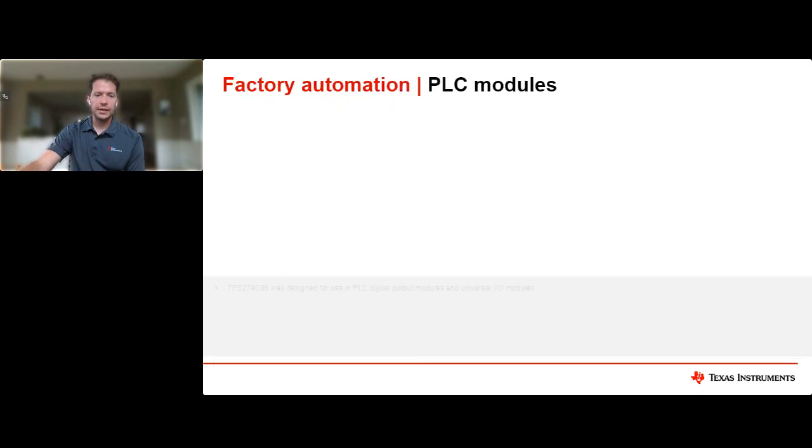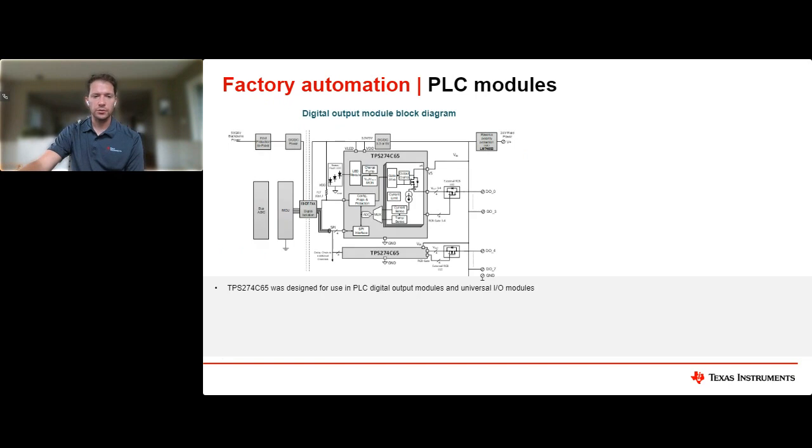Focusing in on factory automation and PLC modules, this is one of the main applications this device was designed for. It has a lot of different hooks and features to make it the most optimized solution for digital output modules. With the integrated ADC, the SPI capability, the LED switch matrix, and the reverse current blocking FET, this really enables the device to be an optimized solution for digital output modules.